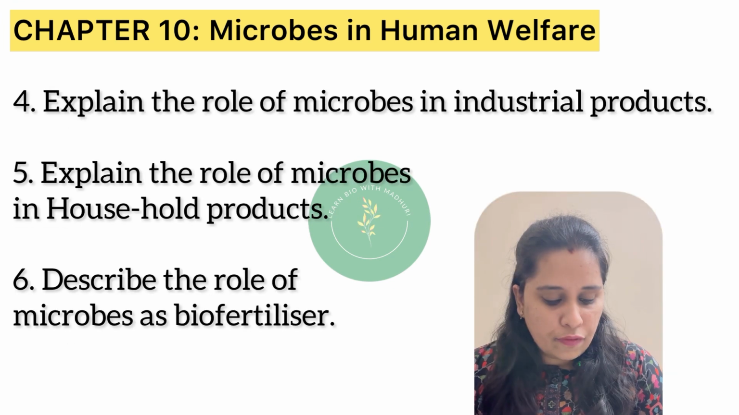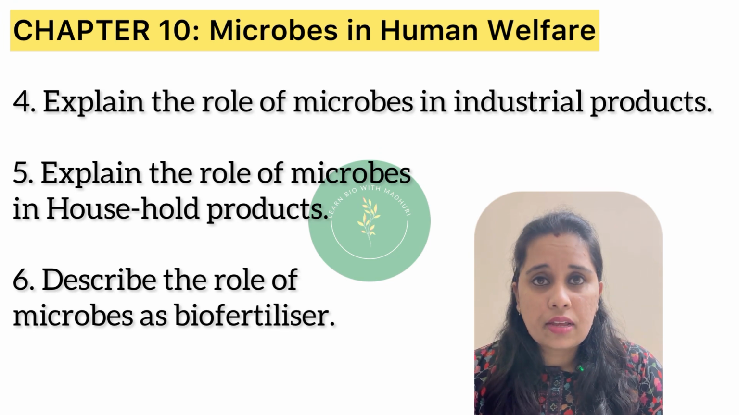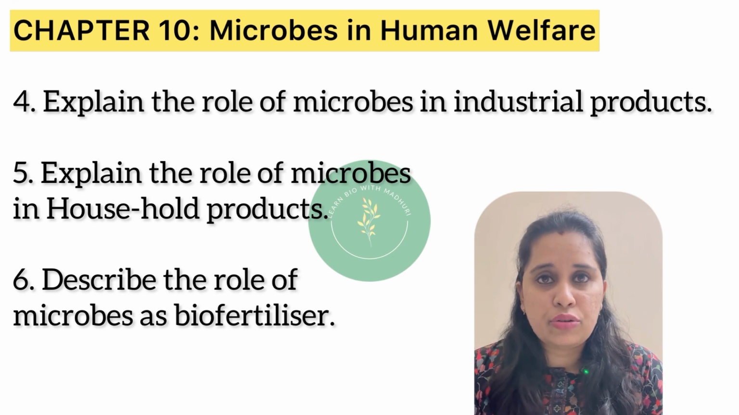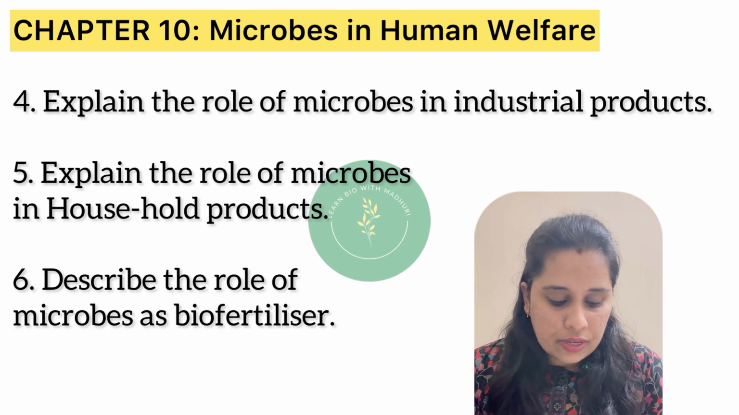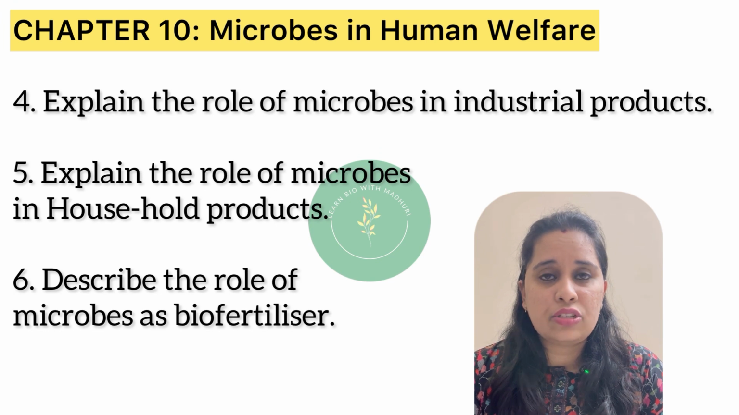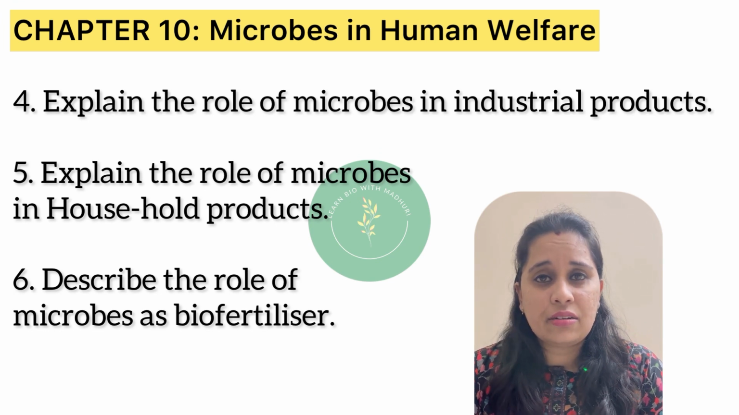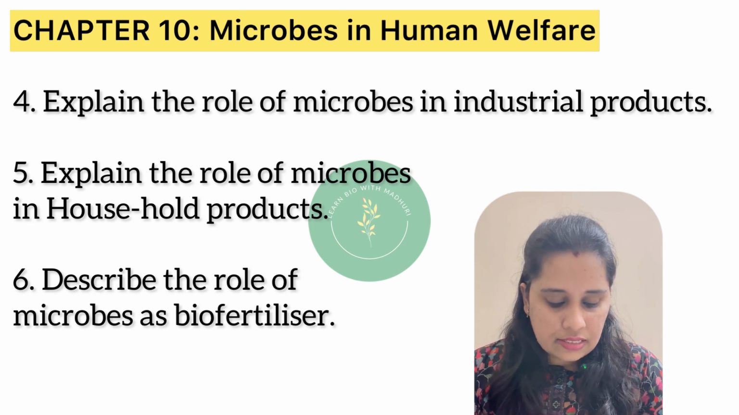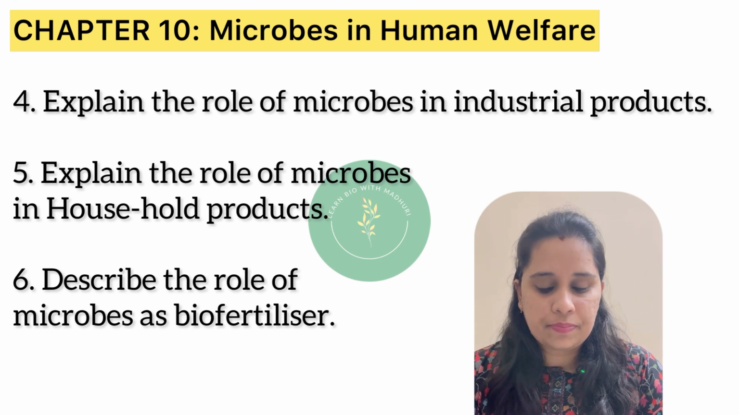Okay. Fourth question, explain the role of microbes in the industrial products. Okay, what microbes are useful and what do they give? That is very, very important here. Question number 5, explain the roles of microbes in household products. See, these two questions are easier and it is easier to study as well as easier to write also. I think you can focus on these questions. Sixth, describe the role of microbes as biofertilizer.